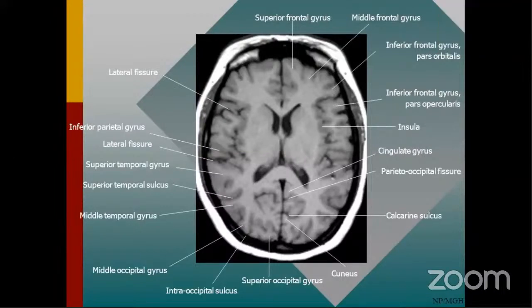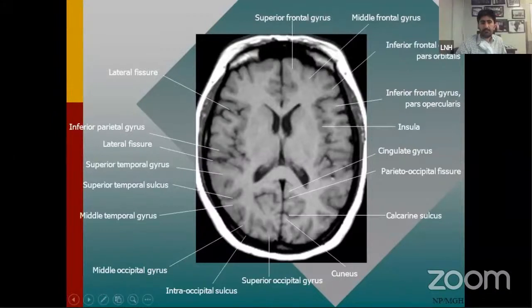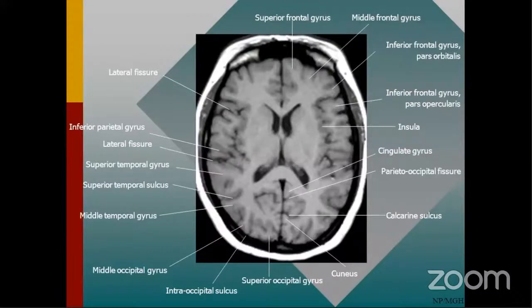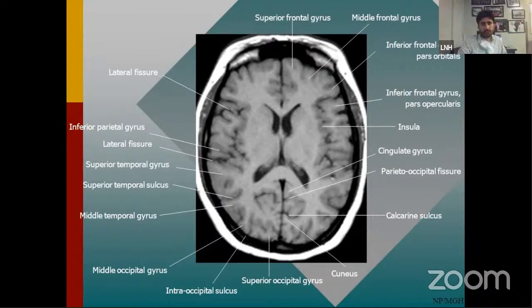So basically, this is an axial image, and you can see the lateral occipital cortex anatomy. You can see the two gyri, the middle and the superior. And you can see the intra-occipital sulcus, and then you can see the extension of the parieto-occipital and calcarine sulcus with the cuneus. Is that right? Yes, sir. You are right, sir. Can you explain this again one more time so that they understand?